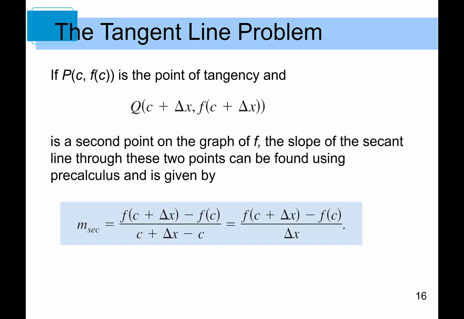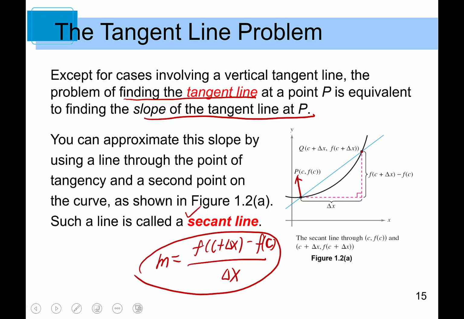So as I mentioned in the previous slide, the secant line slope equals, let's say the second point is just next to the first point. The first point's x value is c, and for the second point, the x value is c plus delta x. This is delta x. So at this point, the x coordinate is c plus delta x.